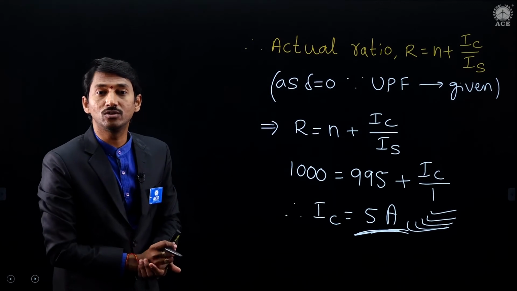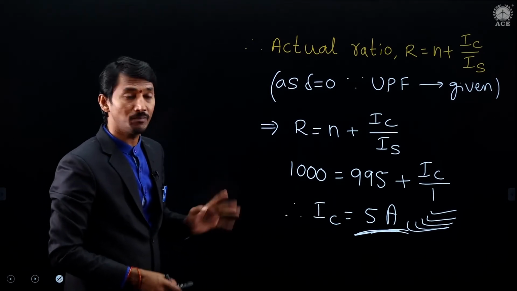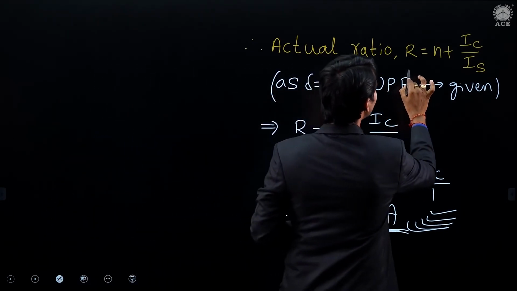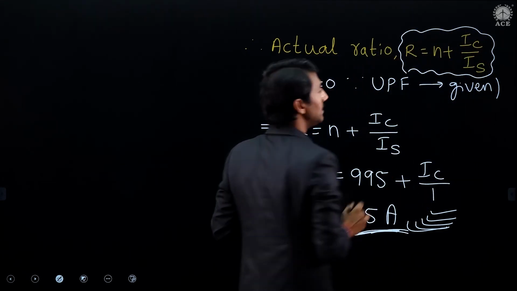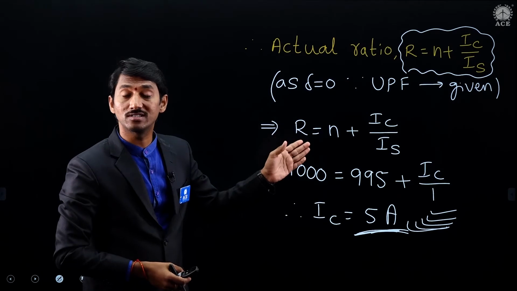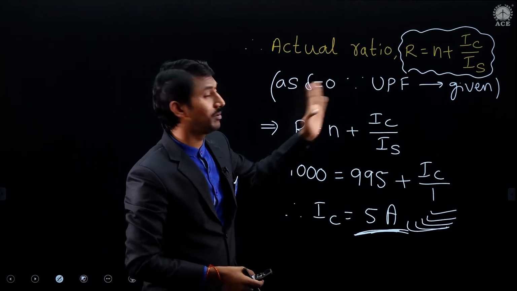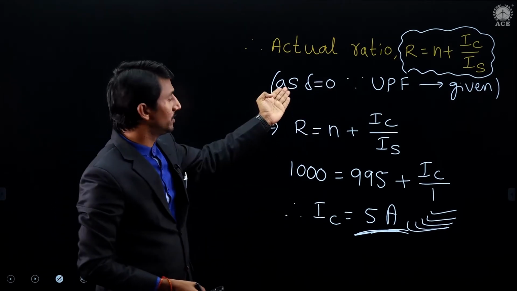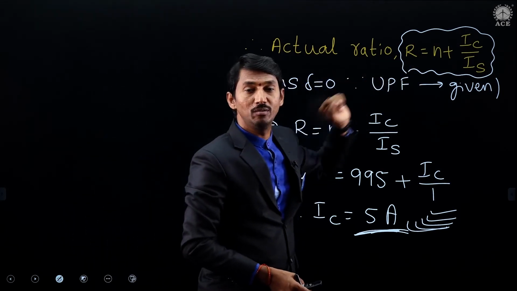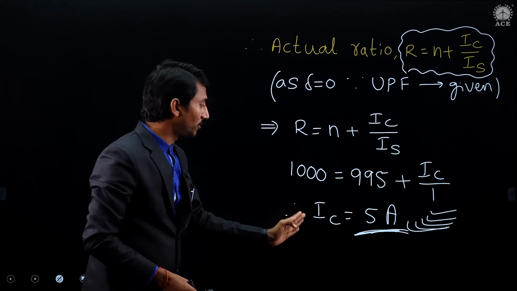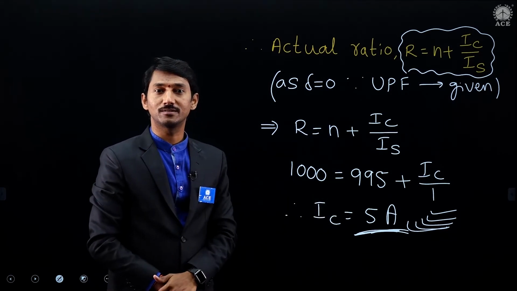This is the procedure to calculate the corresponding current. But you must be able to recollect this formula: R is equal to N plus IC cos delta plus IM sin delta by IS, and delta is 0. Why? UPF is given. If you understand this point, the formula is simple, direct substitution. So the answer is 5 amperes. Clear?